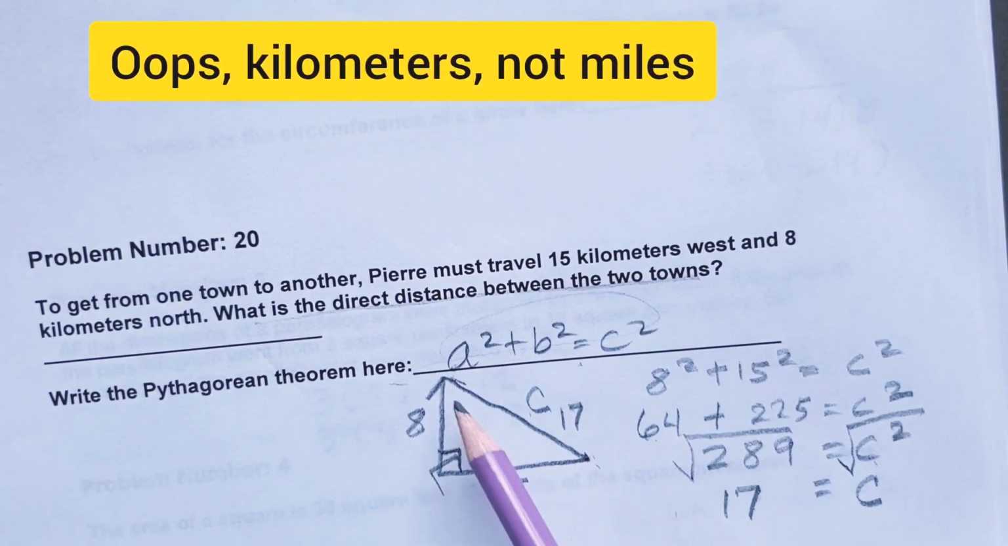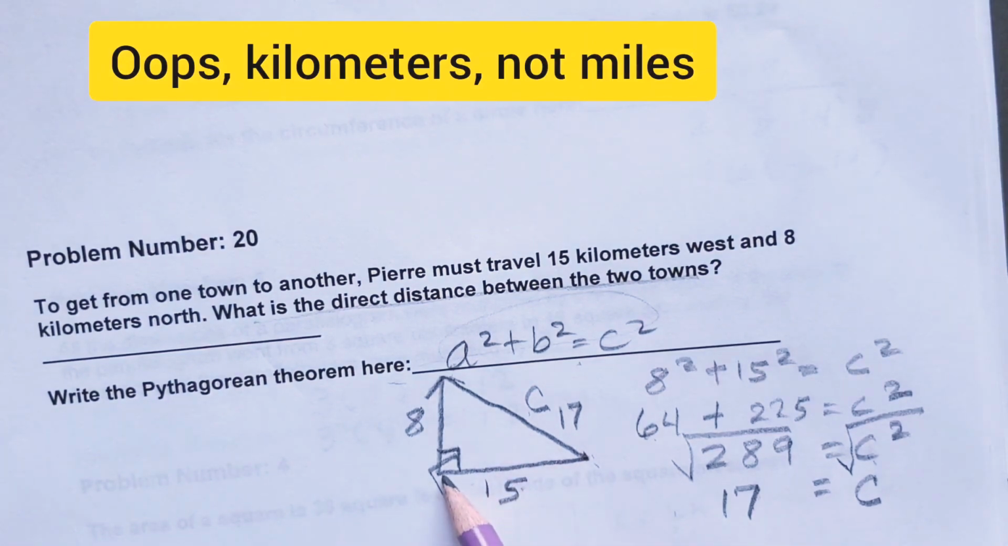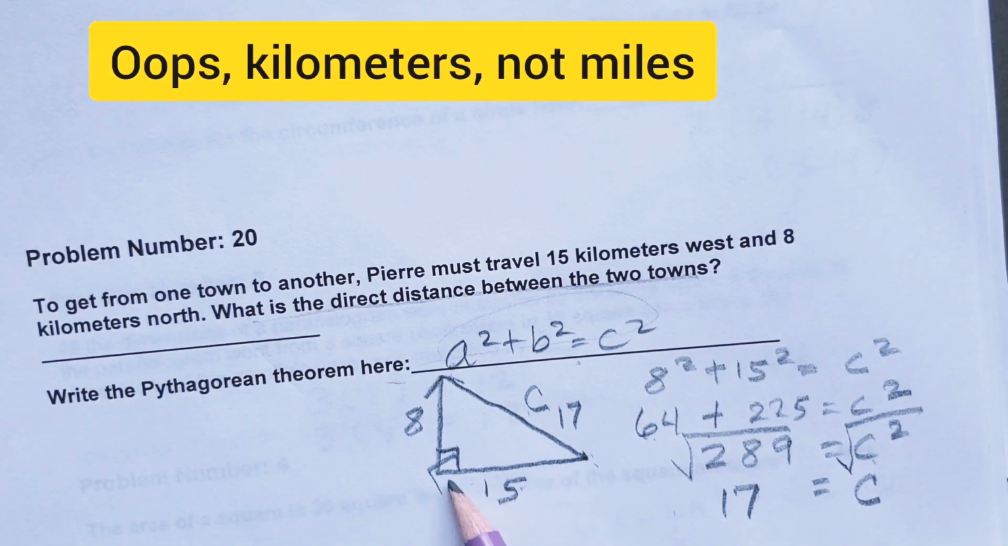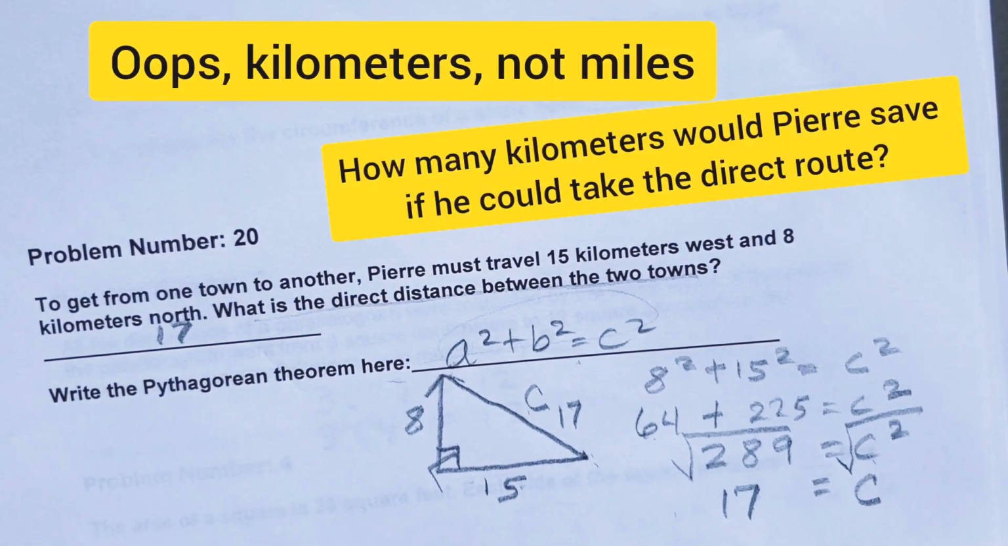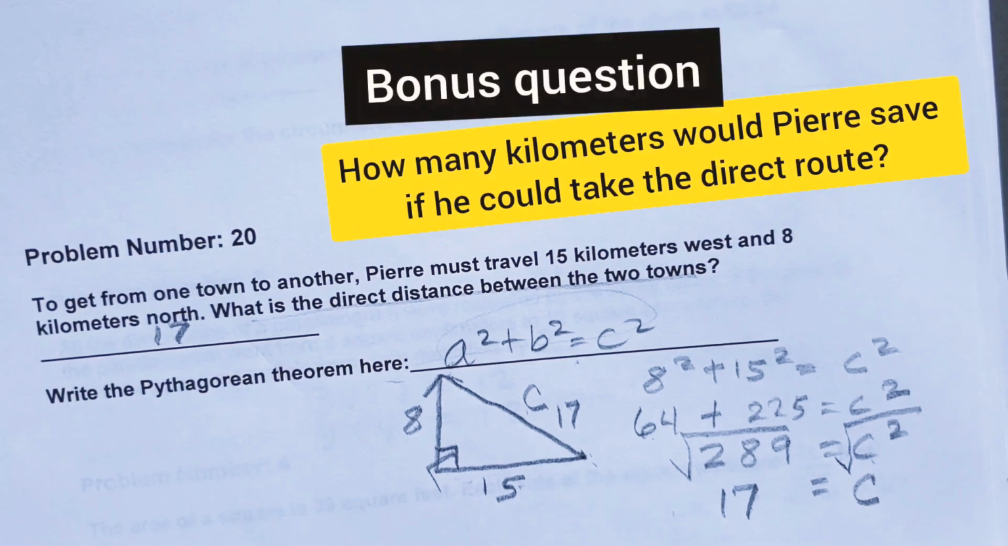So if he could go directly from town to town instead of having to go west and north, how many miles would he be saving? Tell me the answer to that, and I'll give you a prize.